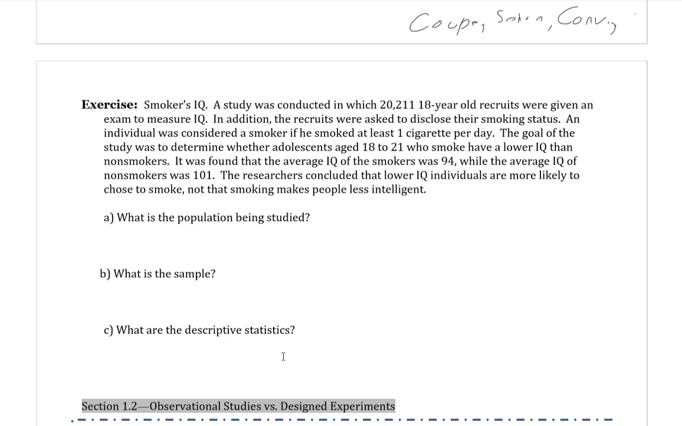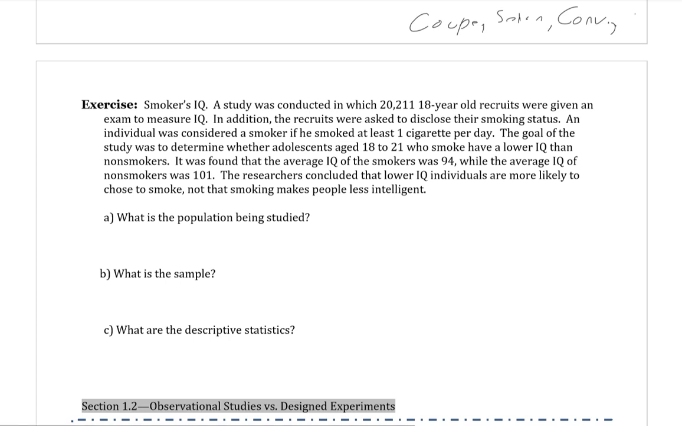The goal of the study was to determine whether adolescents aged 18 to 21 who smoked have a lower IQ than non-smokers. It was found that the average IQ of the smokers was 94, while the average IQ of non-smokers was 101. The researchers concluded that lower IQ individuals are more likely to choose to smoke, not that smoking makes people less intelligent.